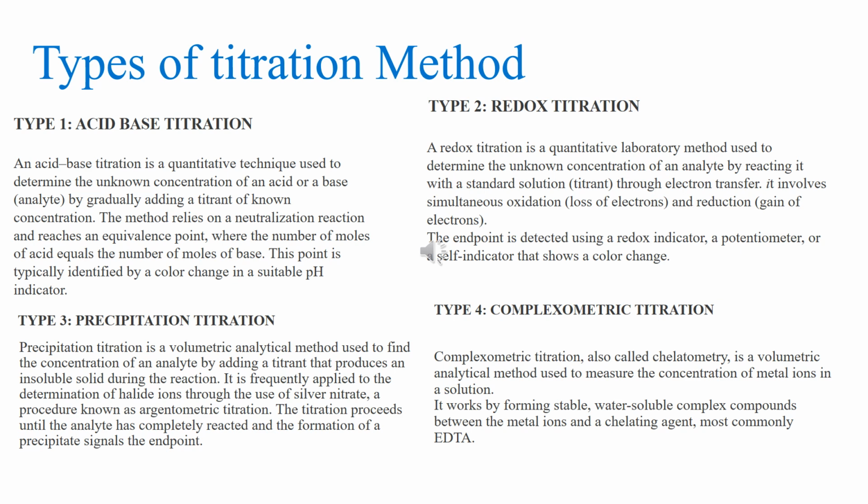And the fourth one is complexometric titration. This titration is also called chelatometry. It is a volumetric analytical method. Chelatometry is a volumetric analytical method used to measure the concentration of metal ions in a solution. It works by forming stable water-soluble complex compounds between the metal ions and a chelating agent, most commonly ethylenediaminetetraacetate.